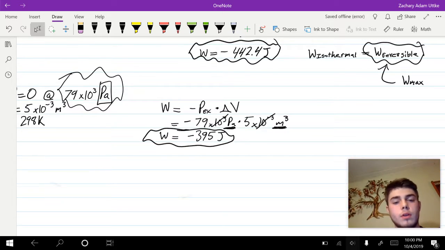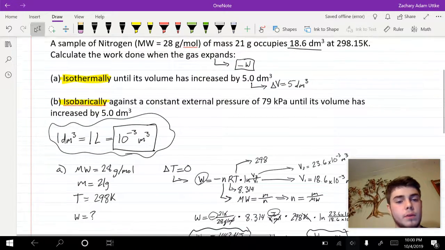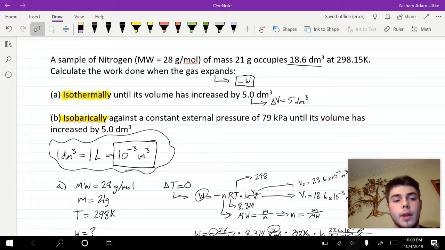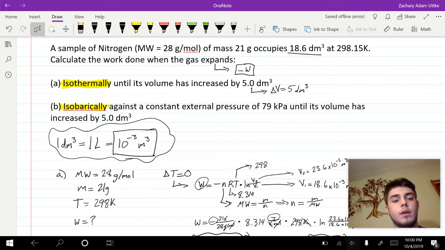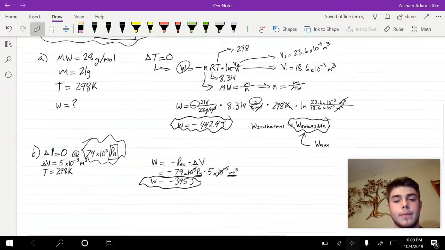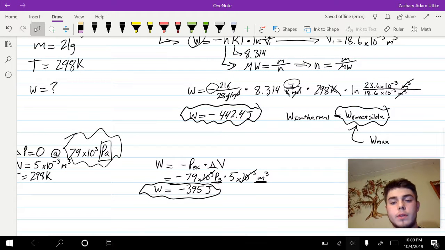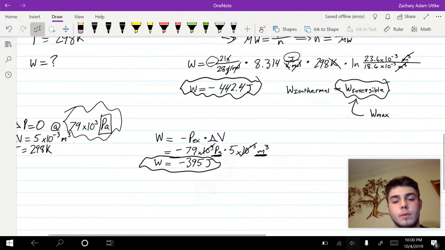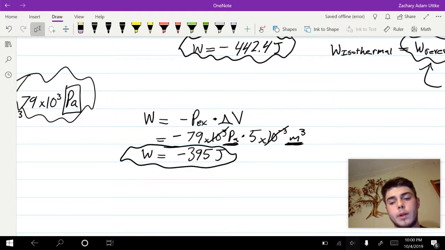Okay, so this is exactly how you would do this problem. Part A, keep in mind that it's isothermal, so therefore it's reversible, and that is the maximum work. So our answers make sense also. Part A, work was negative 442.4 joules, and part B, we had a lesser value of negative 395 joules.